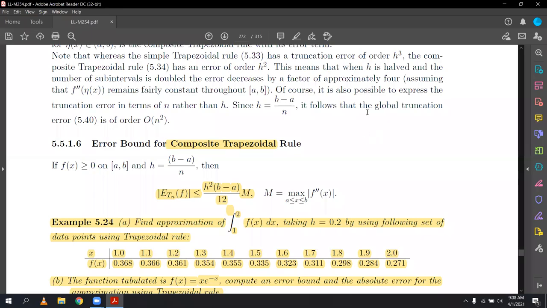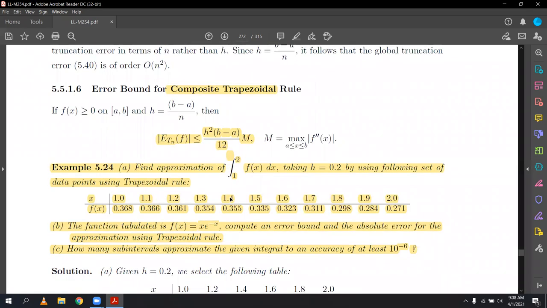Okay. We are doing the second part of chapter number 5, numerical integration, and we discuss some examples concerning the simple and composite rules. Last time we finished up to here: the error bound formula for the composite rule is h squared (b minus a) over 12 times M. Let's do some examples today concerning this composite error bound.